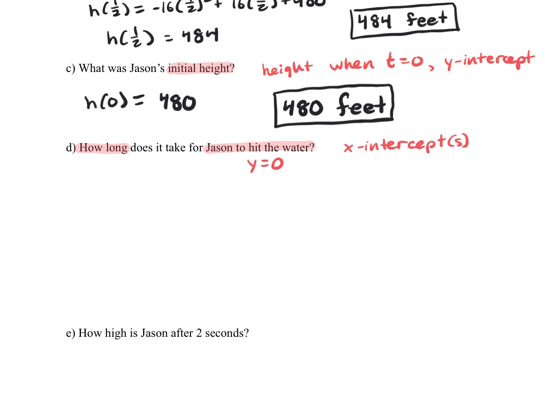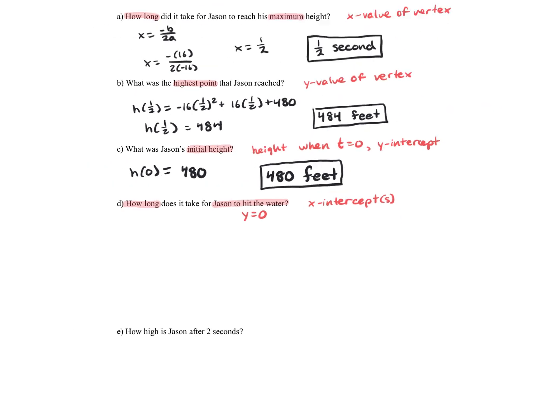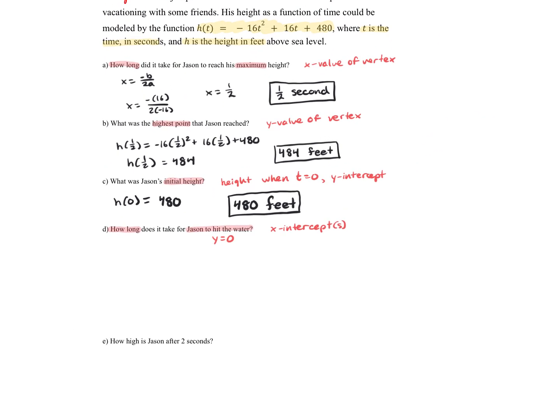And of course, any negative x-intercepts won't work for this problem because there's no such thing as negative seconds. So really we want positive x-intercepts. So as long as you can identify, okay, if Jason is hitting the water, that means that the height is 0, and we know that when y is 0, that's an x-intercept. So let's go back to our original equation and set our y value equal to 0.